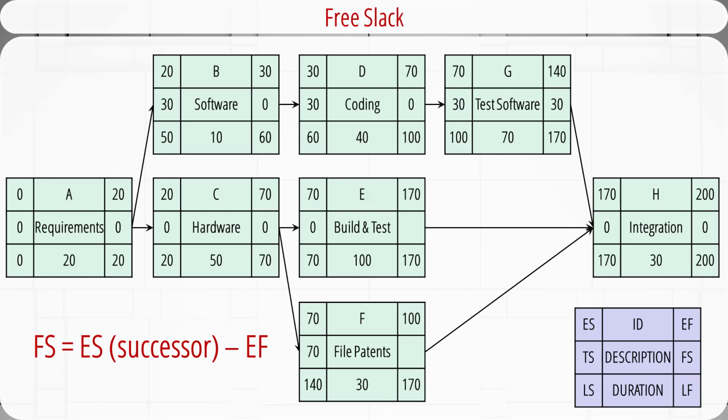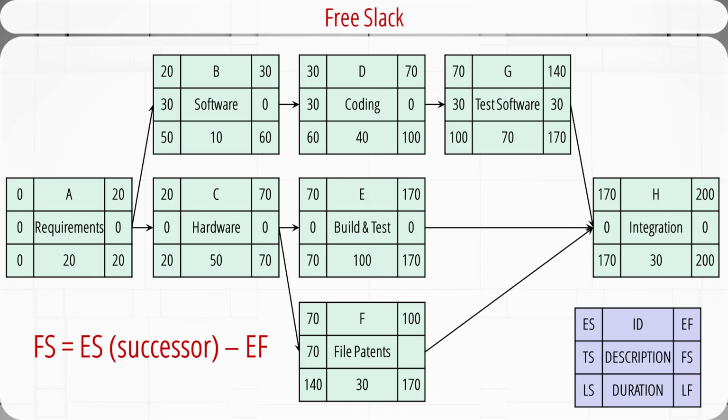We apply the equation shown at the bottom left corner to activity G. The early start of its successor H is 170. The early finish of itself is 140. So the free slack of G is 170 minus 140 equals 30.